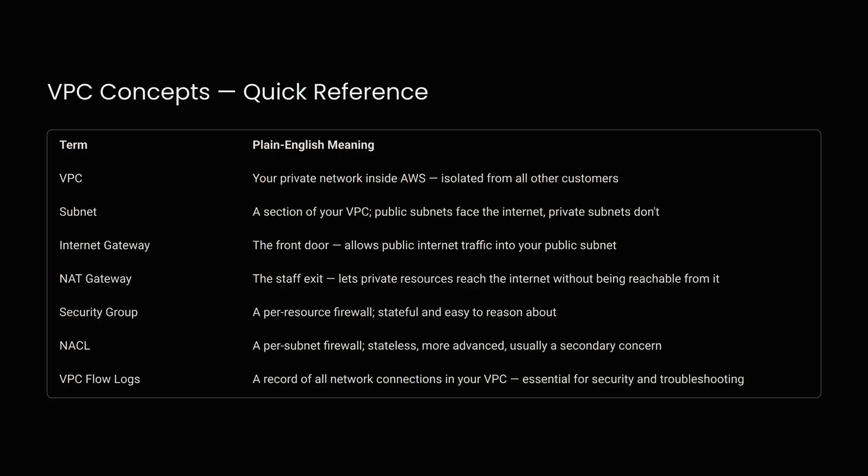Let's review the VPC concepts we've covered. The VPC is your private network. Subnets divide it into public and private areas. The Internet Gateway is the public front door, and the NAT Gateway is the private staff exit. Security groups and NACLs are your firewalls, and flow logs record all connections.